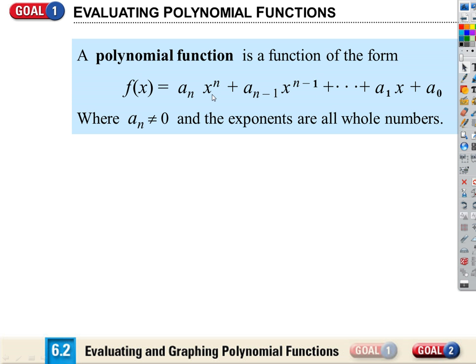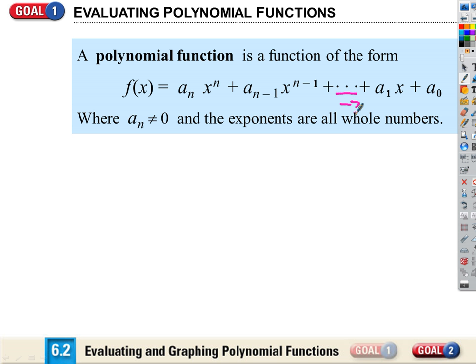I've got this term, a sub n times x to the n, plus a sub n minus 1, x to the n minus 1, plus, what do these three dots mean right here? What's that mean? It just keeps going. It just means et cetera, et cetera. Follow that pattern all the way down until you run out of terms.